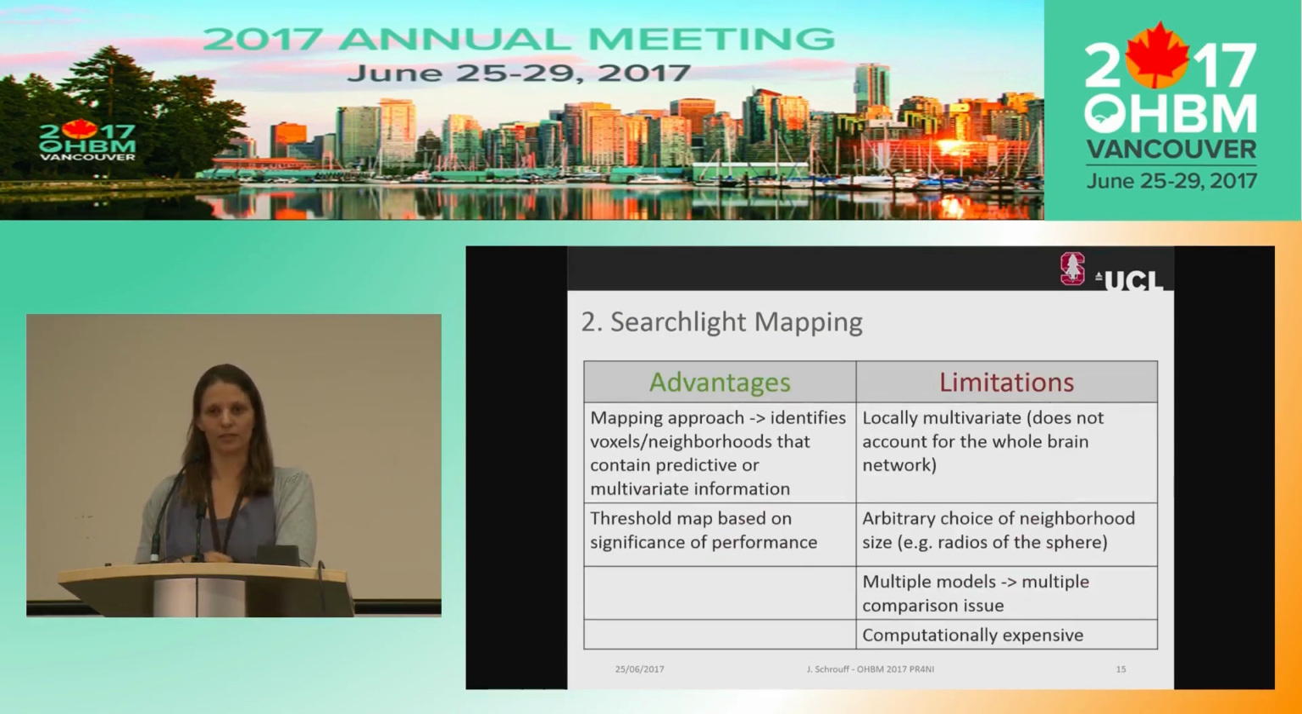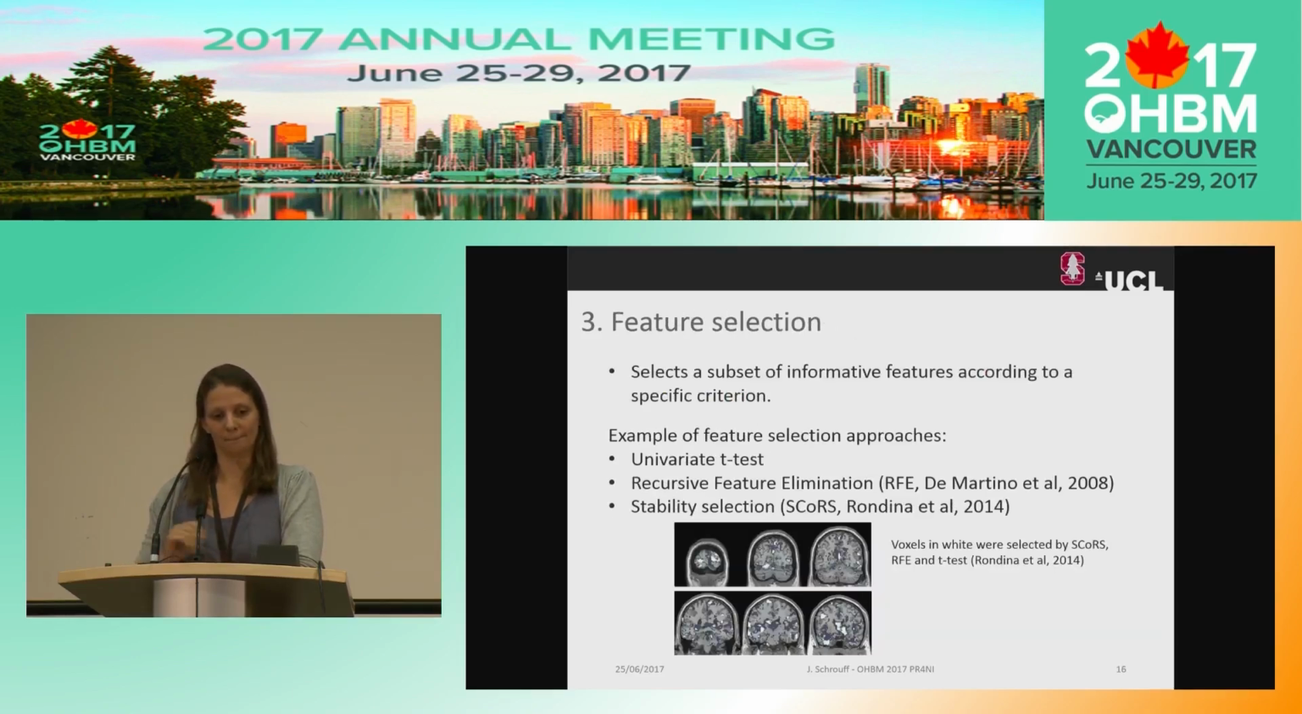It's easy to interpret, and you can threshold it when you run permutations and you test for the significance in each of the neighborhoods. It is locally multivariate though, so if you are trying to look for a distributed pattern over the whole brain, this is not going to help you. You also need to choose the radius of the neighborhood, which is an arbitrary parameter. You build multiple models, so it's, again, multiple comparisons, and it can be computationally expensive.